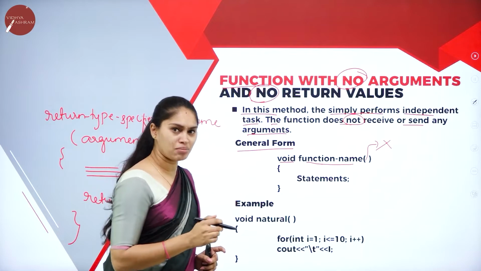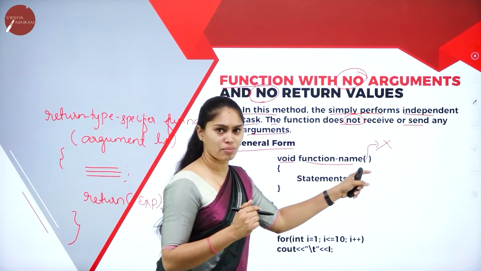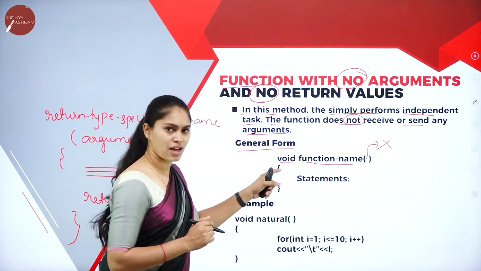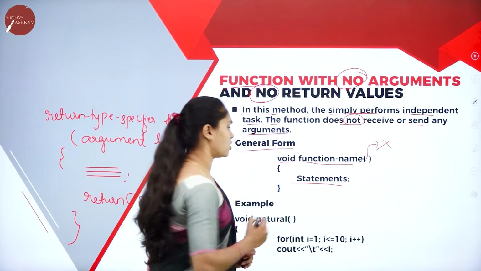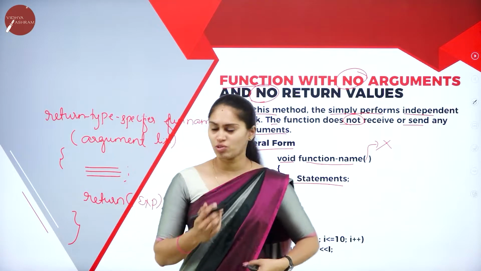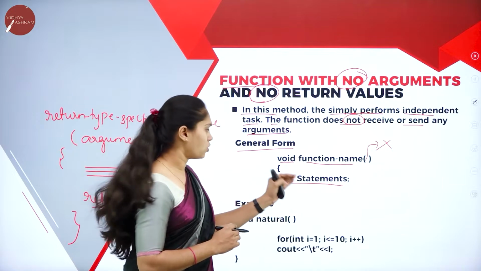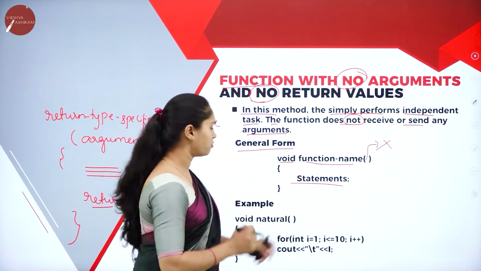The argument list is empty, so I can say that it is not receiving any arguments. Then, after the opening of the flower braces, I have a set of statements, but I don't have a return expression. You can see that we don't have this part in this syntax. That is why it won't return any value back to the function.